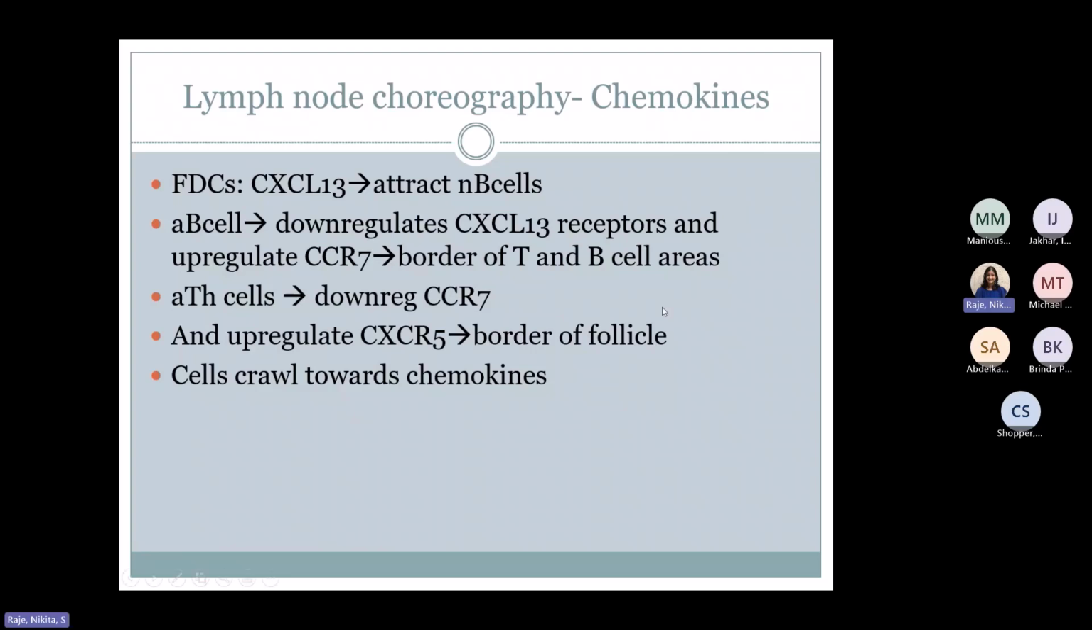CXCR5 is the receptor on the B cells that attracts them towards the CXCL13. When the cell expresses CXCR5, like initially naive B cells, they go towards the B cell region. When the T cells express CXCR5, once they are activated, they end up closer to the B cell region again. If a cell expresses CCR7, like the naive T cells, they end up initially in the T cell region. If they get activated, they down-regulate the CCR7 and then end up closer to the B cell region. So cells crawl towards the chemokines.